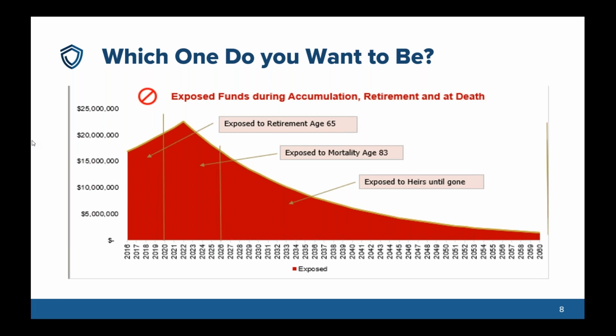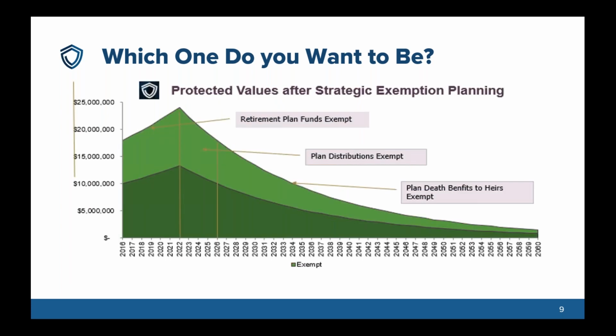Okay, we can make this puzzle look like this, where we have both cash values during lifetime and death benefits for surviving heirs be exempt against creditor attachment. So that's what we want it to look like.